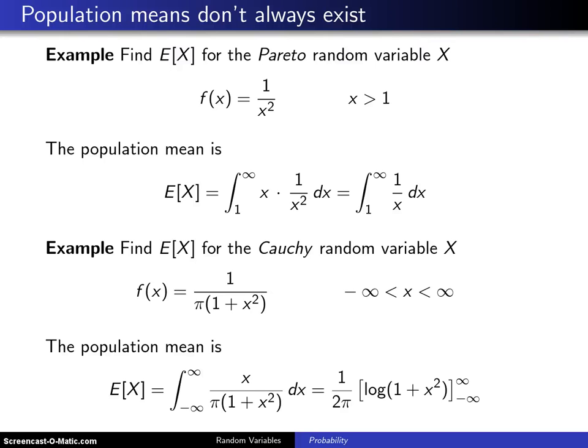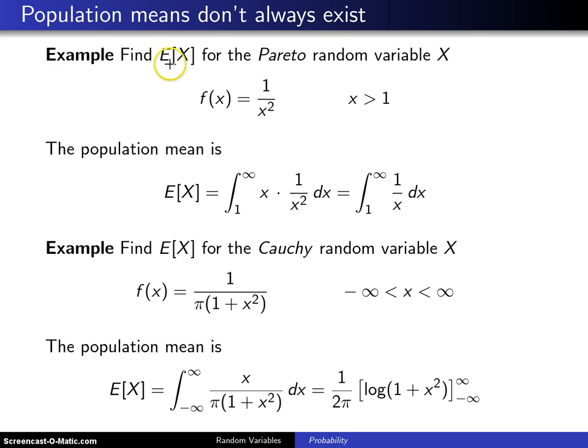Every example that we've done so far has worked out well. We have come up with an expected value, and it has been a number. It turns out there are some distributions where things don't work out well, and your expected value or your population mean does not exist. Here are probably the two most famous examples of that situation.